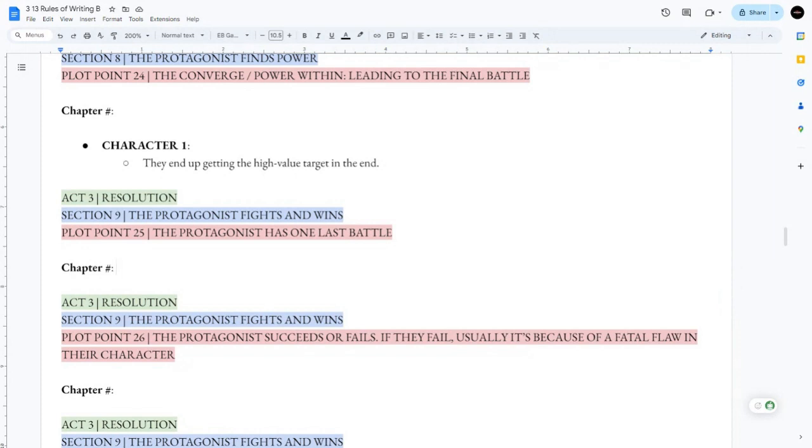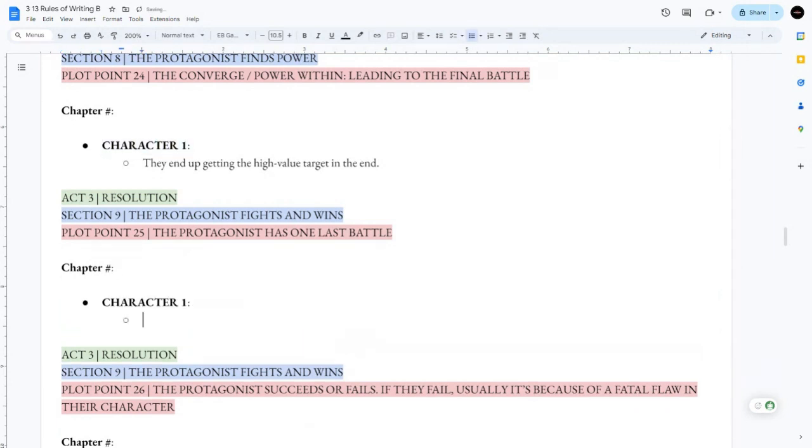So this would be, oh, I could even just write it now. I can put it there now because we're talking about it. By the way, I might write arc one, just so I know what arc it is. Because I might have more than one arc plot point written down. But anyway, they end up getting out.